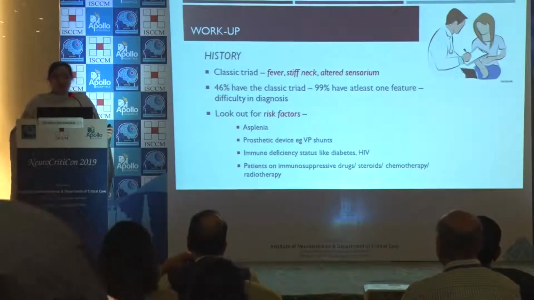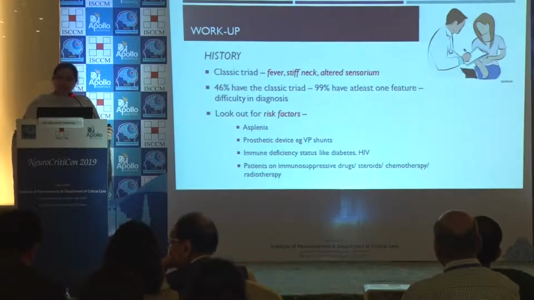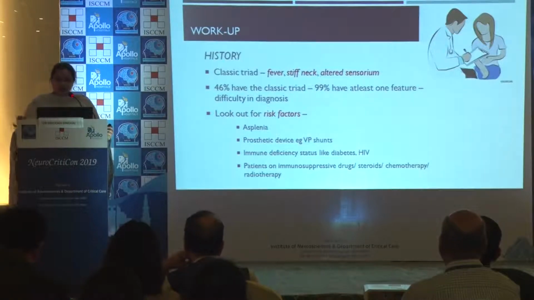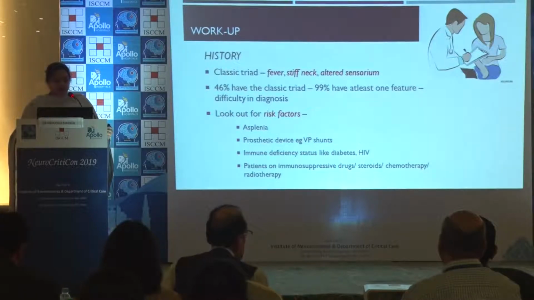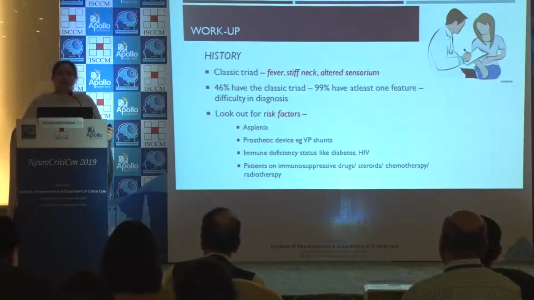All right, so a detailed workup is necessary. The classic triad in the history is fever, stiff neck, and altered sensorium, but only 46% have this classic triad. 99% will have at least one feature, and this puts you in a difficulty to diagnose. Look out for the risk factors: asplenia, prosthetic devices like VP shunts, HIV, diabetes. Patients on immunosuppressive therapies, steroids, CT, RT, all of these put a patient into an immunocompromised state.